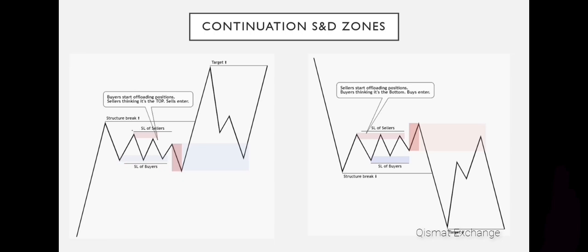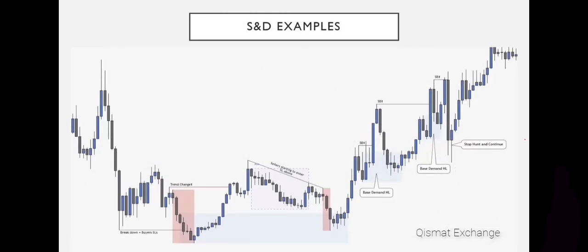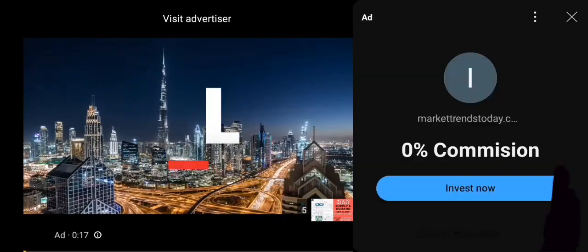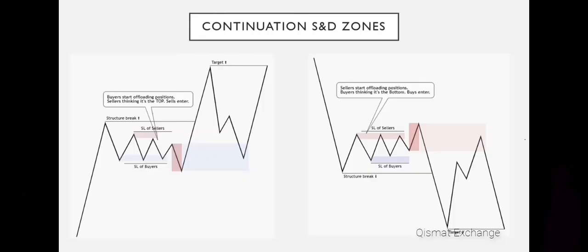On the move up, they take out the stop loss of the sellers. They take out all the buyers. Then they return back to their fake move, right? And then they launch again. Exactly the same situation right there on the sell side. All right, so study those two examples. This is the theory. Here's a real example, okay?